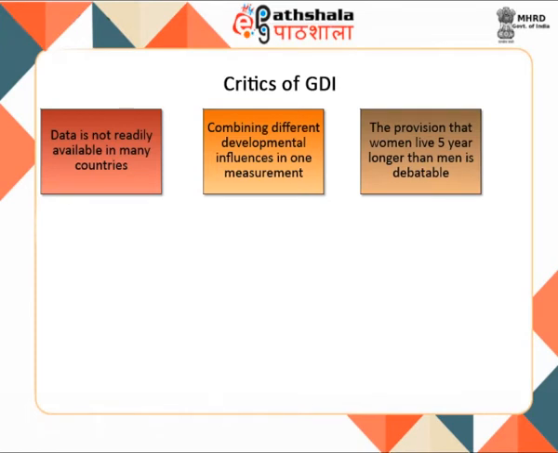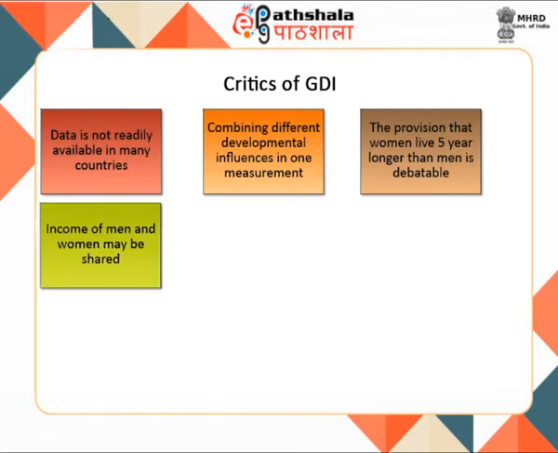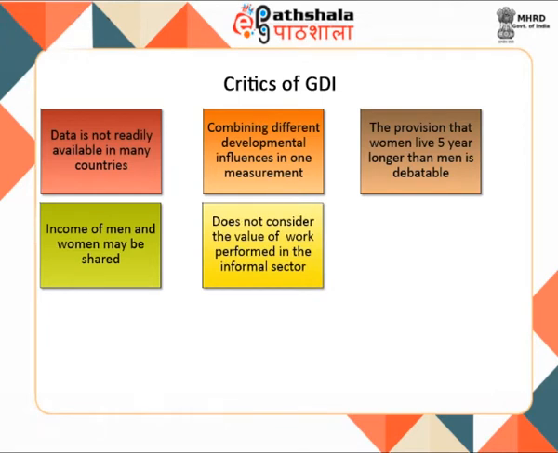The GDI life expectancy section is adjusted to assume that women will normally live 5 years longer than men. This provision has been debated. The GDI considers income gaps in terms of actual earned income, but often men may make more money than women, yet their income may be shared. The GDI does not consider the value of care work as well as other work performed in the informal sector, like cleaning, cooking, housework, childcare, etc.